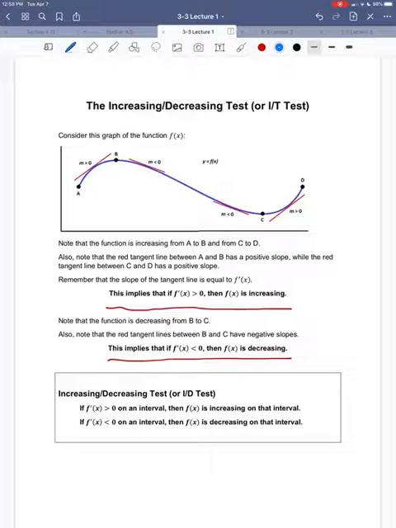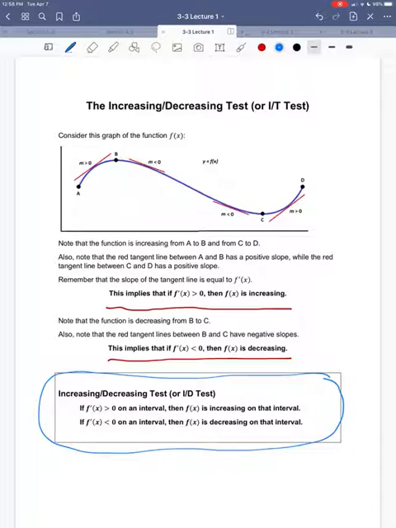And so that leads to the increasing decreasing test, or we can abbreviate it the ID test. If f prime of x is greater than 0 on an interval, then the original function f of x must be increasing on that interval, going up from left to right. On the other hand, if f prime of x is less than 0 on an interval, then the underlying function f of x must be decreasing on this interval. So if you want to tell where a function is increasing or decreasing, you want to look at f prime of x and decide where it's positive and where it's negative.